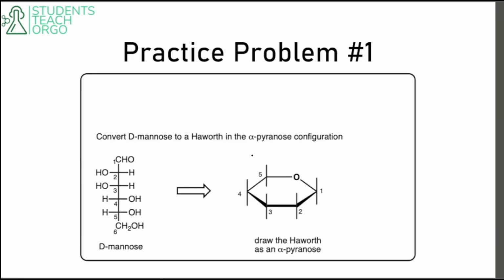All right. First practice problem. So we're going to convert D-mannose to this Haworth projection shown. So take your time and try this problem out. All right, let's continue.